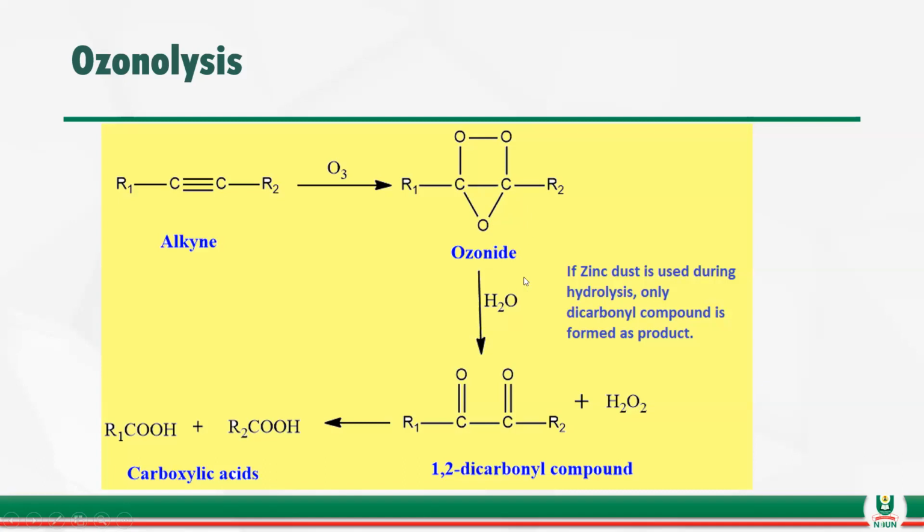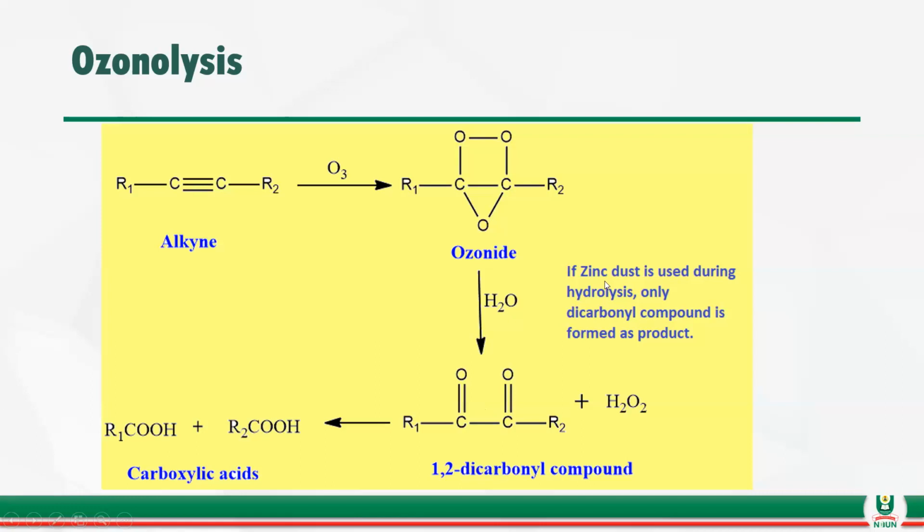And that is why when you hydrolyze the ozonoid, instead of getting two separate products immediately, you are rather going to get this particular 1,2-dicarbonyl compound. Then, if zinc dust, which is more or less a reducing agent, is used during hydrolysis, in this step, then we are going to get only this product.